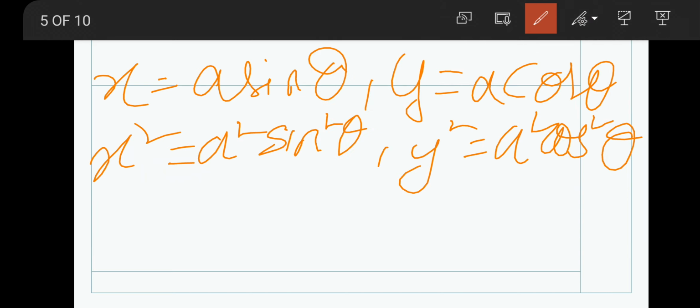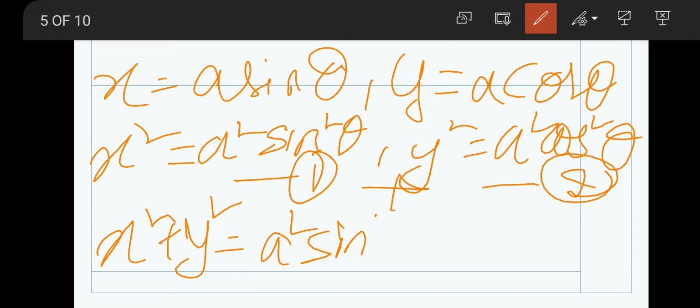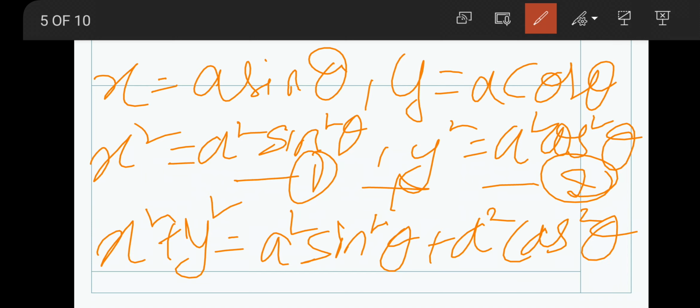Let's take this as equation 1 and this as equation 2. I want to add these two equations. Then what will happen? x square plus y square equals a square sine square theta plus a square cos square theta. This is what happens.